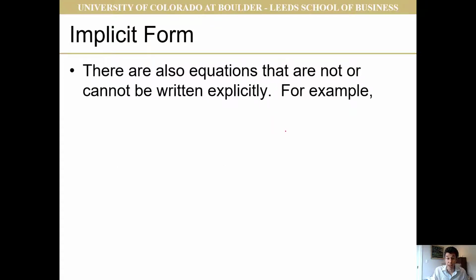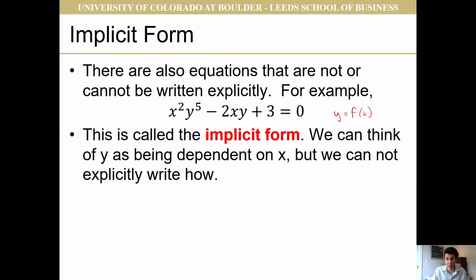There are also equations which cannot be written explicitly. For example, x squared y to the fifth minus 2xy plus 3 equals 0 cannot be written explicitly. That means you cannot write y equals some function of x. So this is called the implicit form. But if you knew what x was, let's say x were 1, then we would have an equation y to the fifth minus y plus 3 equals 0. In theory, although perhaps not in practice, we could solve that. We could find what values of y solve this equation.